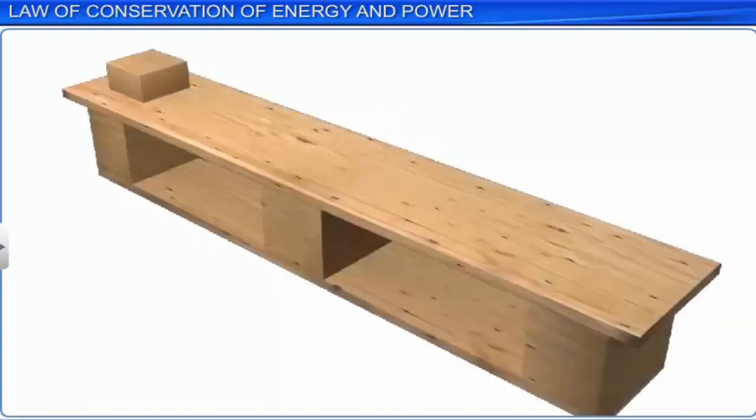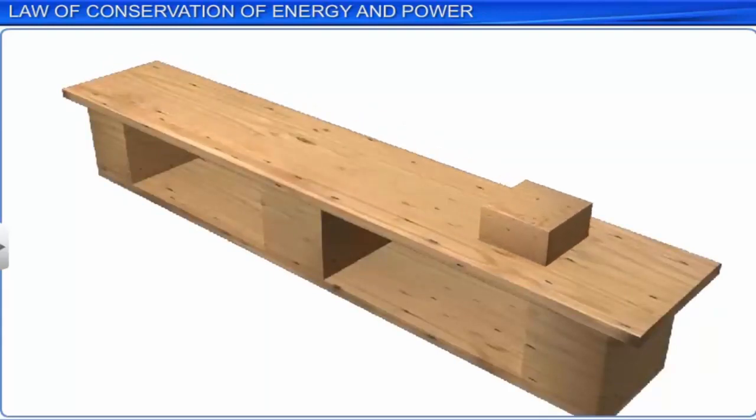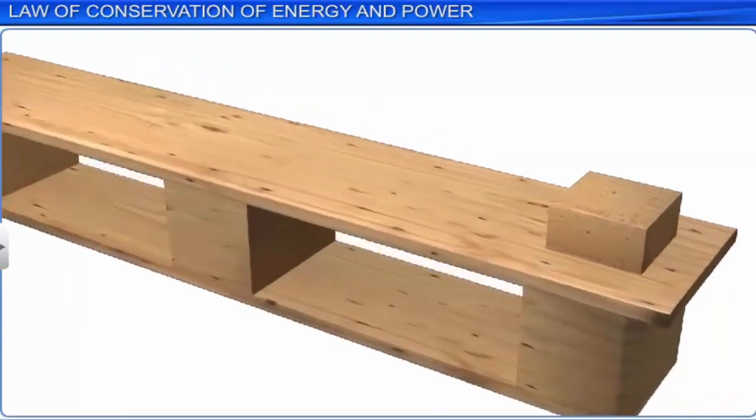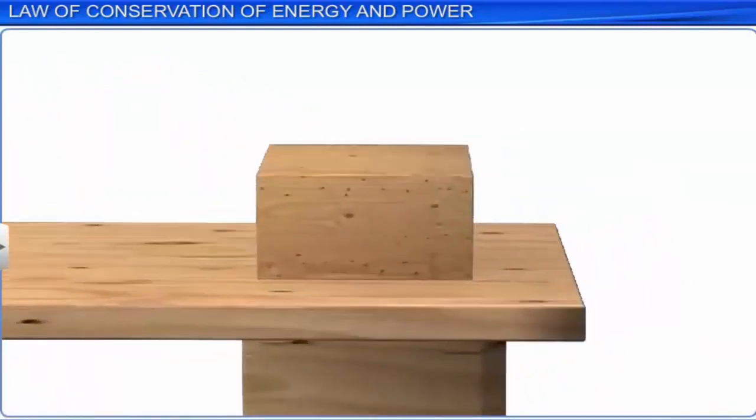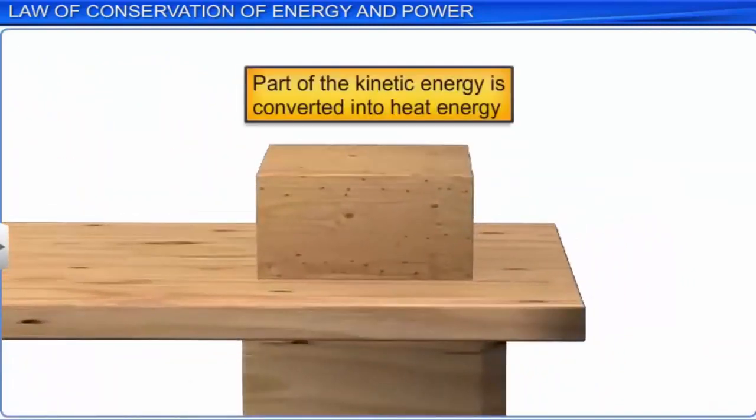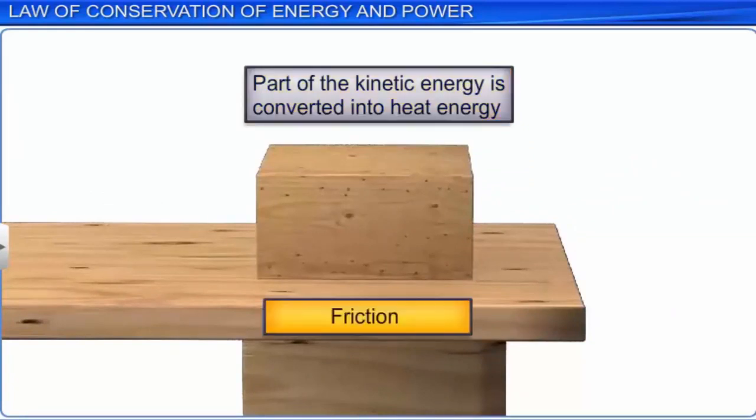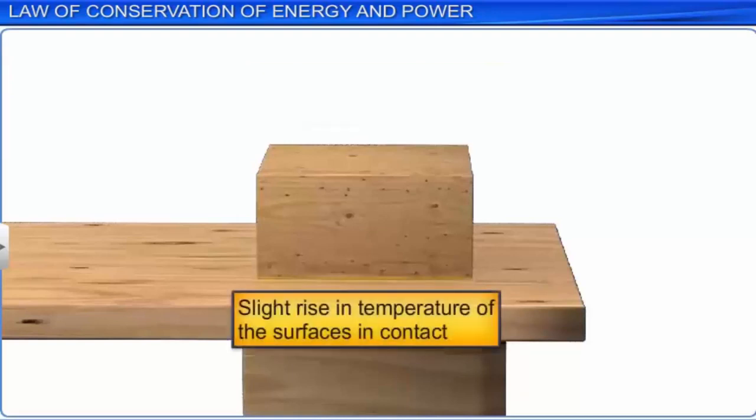Consider that a body is given a push and is then released. When it comes to rest, all its kinetic energy is lost, and a part of this kinetic energy is converted into heat, and the remaining is lost in doing work against friction, to overcome friction. There is a slight rise in the temperature of the surfaces in contact.